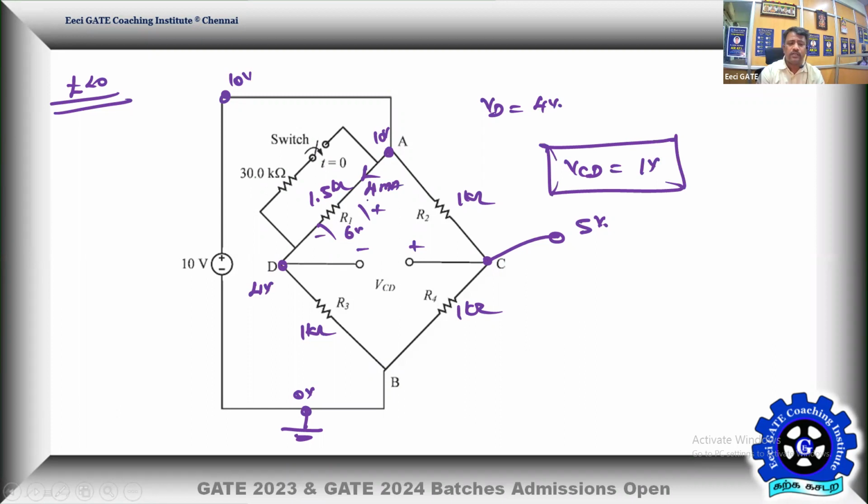When there is no change in resistance, delta R is equal to 0. If you connect your switch, there is going to be a change in resistance. Then how much change is going to happen in the VCD? That is what will give the sensitivity. As of now, the VCD, the output of the bridge, is 1 volt. The bridge is not in balance.